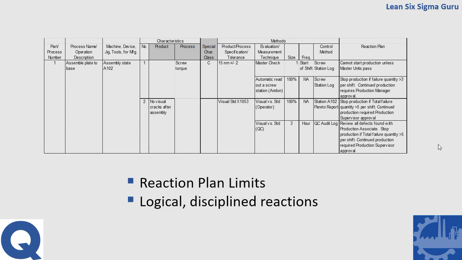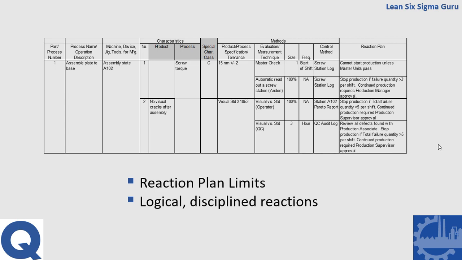So, 2 out of every 3 can be bad, but that's fine? That is ridiculous. So we need to think and base upon logic what those reaction plans will be based upon results. For example, if it fails the master check, we can't start production until the master unit passes. That's simple. Makes sense. For the automated readout, we have an and-on light that tells us if it's red or green, if it's good or bad.